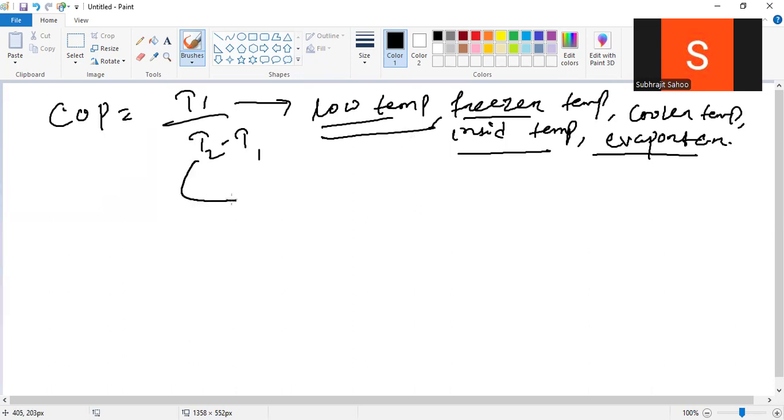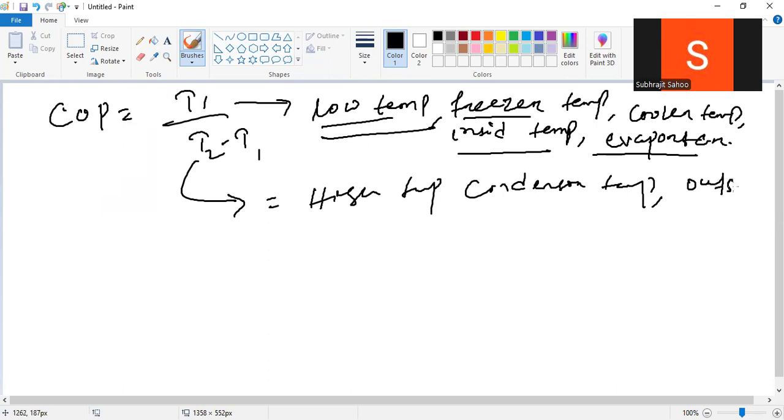And what is this T2? T2 is called the higher temperature, or the condenser temperature, or the outside temperature. These are the names: condenser temperature, outside temperature, or high temperature. In the reversed Carnot cycle, I discussed the four processes. First process is isentropic compression.